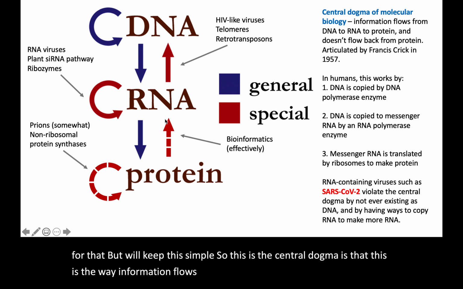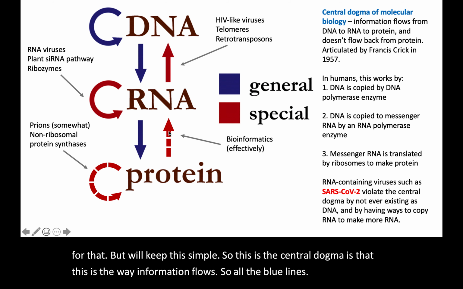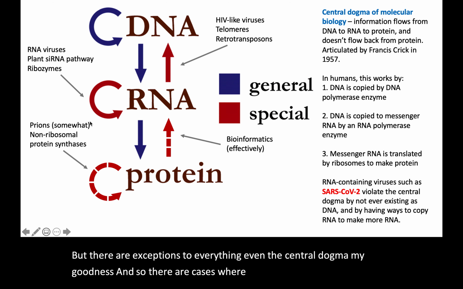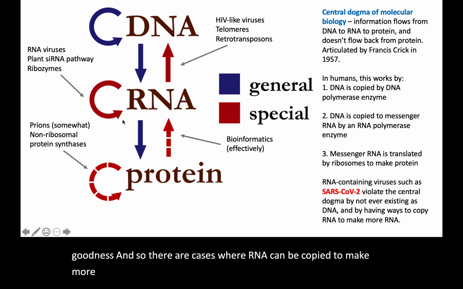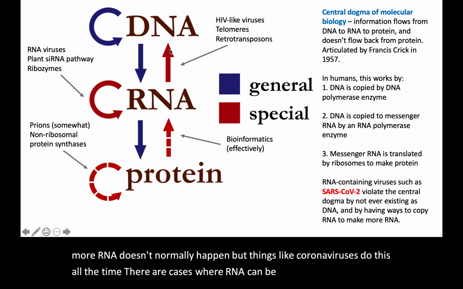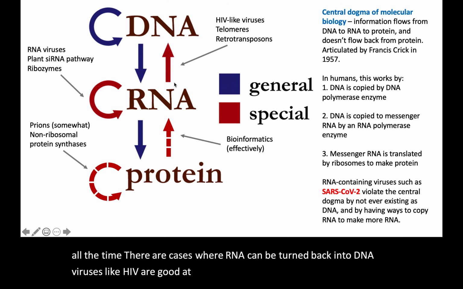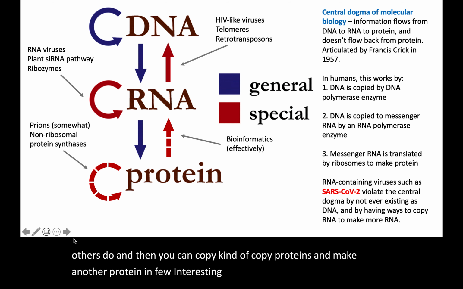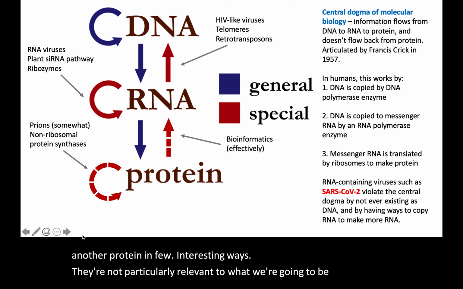So all the blue lines. But there are exceptions to everything, even the central dogma. Oh my goodness. And so there are cases where RNA can be copied to make more RNA. Doesn't normally happen, but things like coronaviruses do this all the time. There are cases where RNA can be turned back into DNA. Viruses like HIV are good at this. Coronaviruses don't do it, but some others do. And then, you can copy protein to make another protein in a few interesting ways. They're not particularly relevant to what we're going to be studying here, which is the coronavirus.